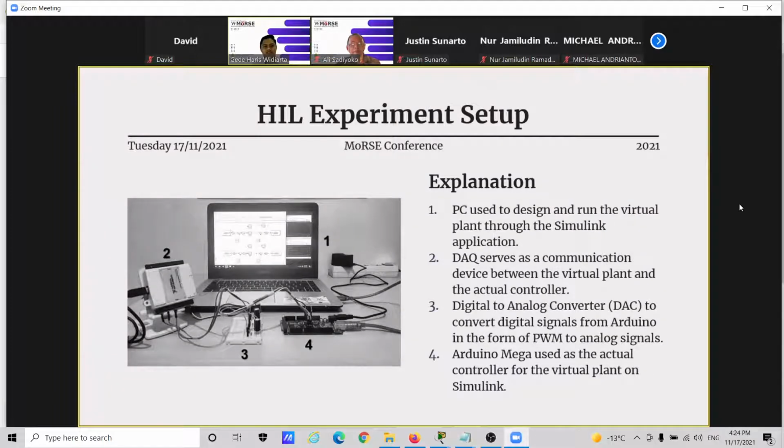So here's the HIL experiment setup. I divided it into 4 parts, or 4 devices, that I use. So the first one is the PC. The PC is used to design and run the virtual plant through the Simulink application. The second one is the AKI, to start a communication between the virtual plant and the actual controller. And the third is the digital to analog converter, or we call the DAC, to convert the digital signal from the Arduino in the form of PWM to analog signal. And the last one is the Arduino Mega, used as the actual controller for the virtual plant in the Simulink.